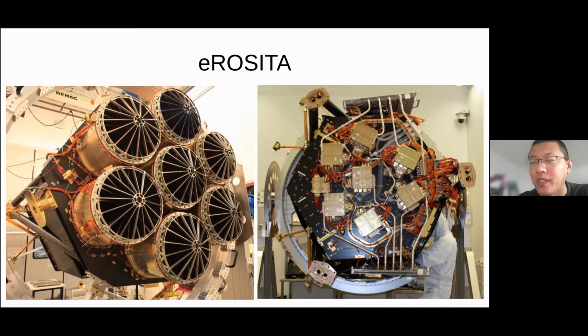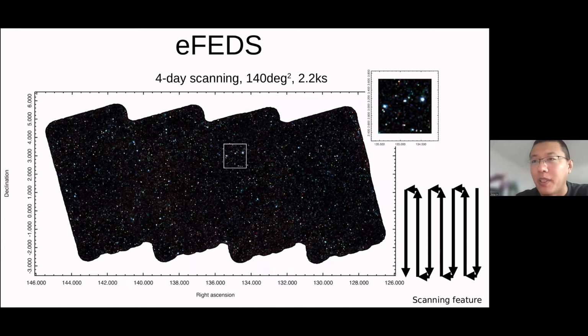Ahead of the 4 years scanning, we've performed a mini survey in this eFEDS field. The scanning strategy is like this. The pointing direction moves up and down and from right to left. And in a 4-day scanning, it covers a large region with an area of about 140 square degrees, and it reaches a depth of 2.2 kiloseconds, which is even deeper than the 4-year all-sky survey. So as you can see, the image quality is very good. In such a small region, there are many sources. The image resolution is similar to that of XMM-Newton.